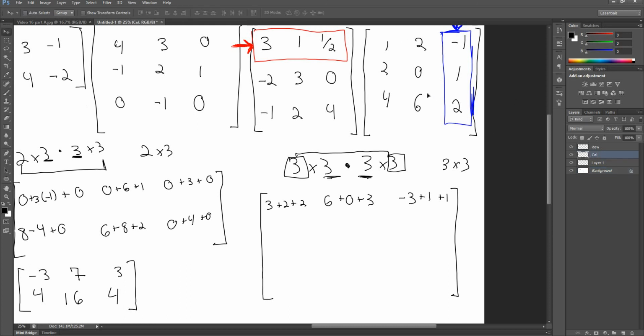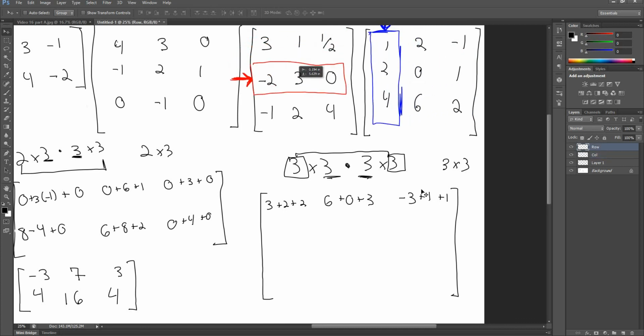So we will go back to column 1 and go down to row 2. And now we will repeat this process looking at row 2, and then column 1, 2, and 3. So now we have entry 2, 1, so negative 2 times 1 is negative 2. 3 times 2 is a positive 6. 0 times 4 is 0.